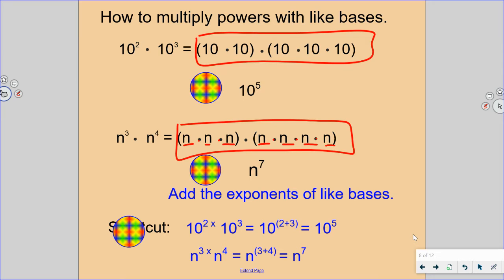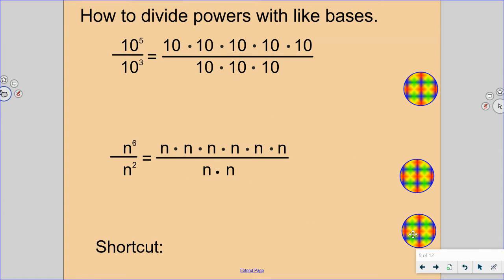Okay, Mr. Callan, that's multiplying. What about dividing? Well, as always, let's look at this and dig into it. 10 to the fifth divided by 10 to the third. You can expand out 10 times 10 times 10 times 10 times 10 in the numerator, 10 times 10 times 10 in the denominator. All right, but can we just stop and ask ourselves a question?